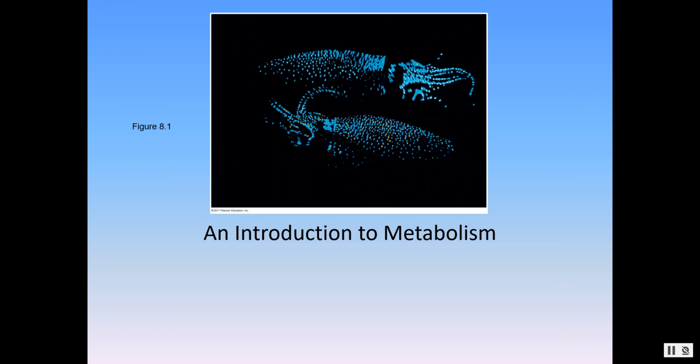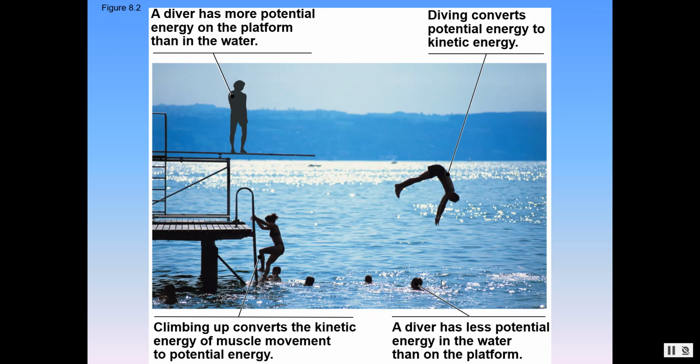The next thing we're going to do is a little bit of energy work. I'm going to talk a little bit about energy. So you can see from the picture up here, it looks like 2 squid, and the little blue dots are light sources, and they have the ability to produce these light sources through their metabolism. So we're going to talk about metabolism. We're going to do energy, kinetic and potential energy, ATP and all kinds of different things.